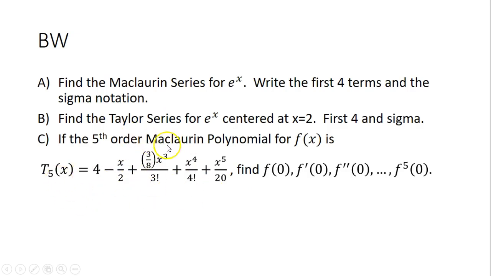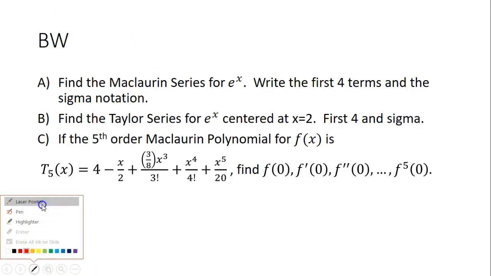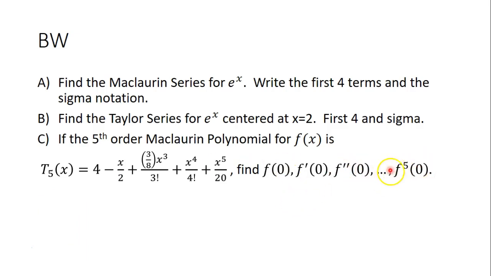So if this is the 5th order Maclaurin polynomial, I named it T because it's a Taylor series centered at 0, same thing as Maclaurin. Is this polynomial right here. I want you to pick out for me the different derivatives. So I want you to find f of 0, f prime of 0, f double prime of 0, etc., up to the 5th derivative at 0. So you're going to try these on your own, you can. I'm just going to jump in and do them so you can pause the video if you want to.